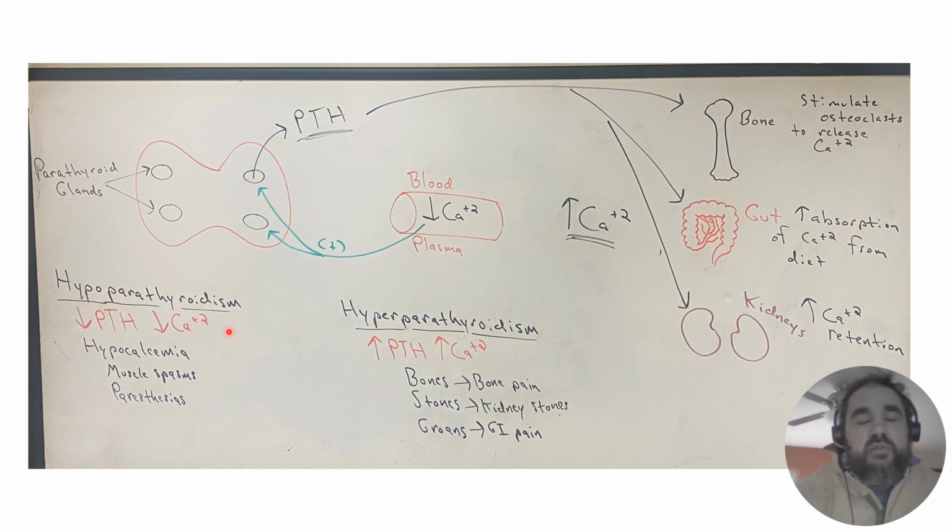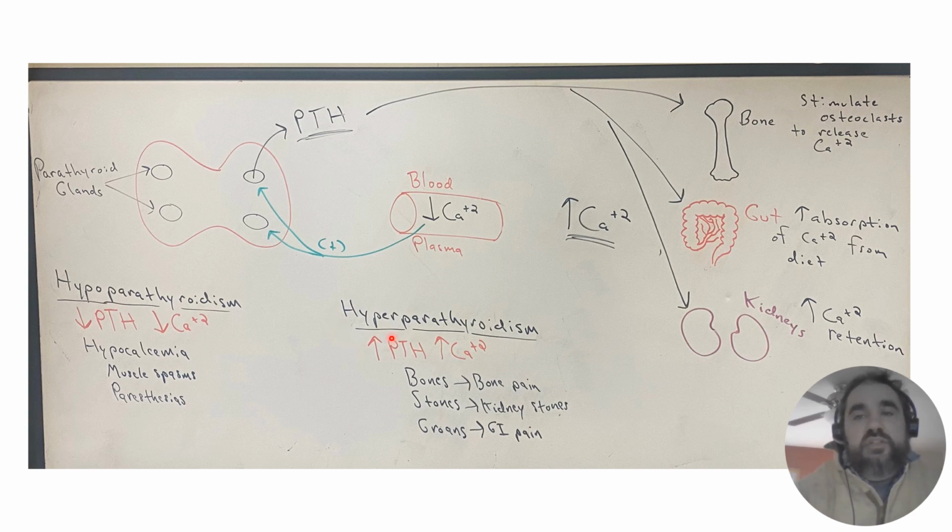So hypoparathyroidism. So we'll have low PTH. Well, if we have low PTH, we're going to have low blood calcium. So low, low, low. People get hypocalcemia. We know calcium is important for muscle contraction and nerve conduction, so people get all kinds of symptoms like paresthesias or numbing or tingling of their nerves, and they can get muscle spasms and tetany and all that stuff that you'll learn later.